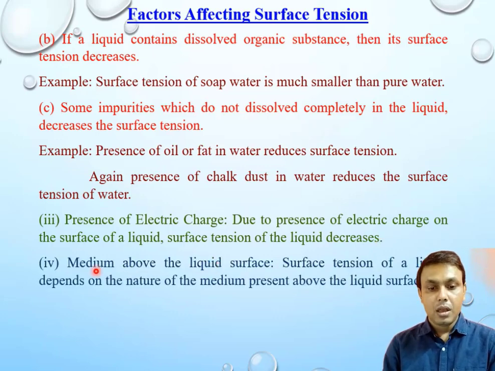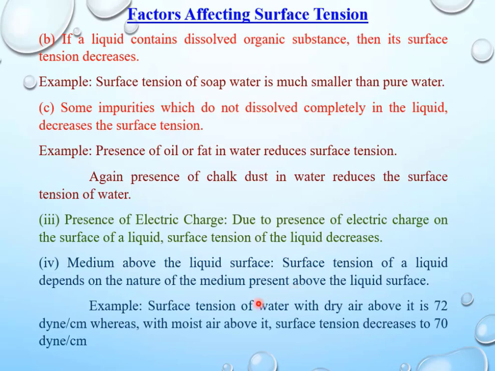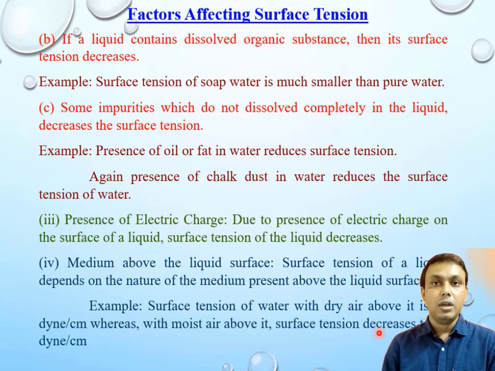Next, the medium above the liquid surface. The surface tension of a liquid depends on the nature of the medium present above the liquid surface. For example, the surface tension of water with dry air above it is 72 dyne per centimeter, whereas with moist air above it, surface tension decreases to 70 dyne per centimeter. So we can see surface tension varies with different parameters.